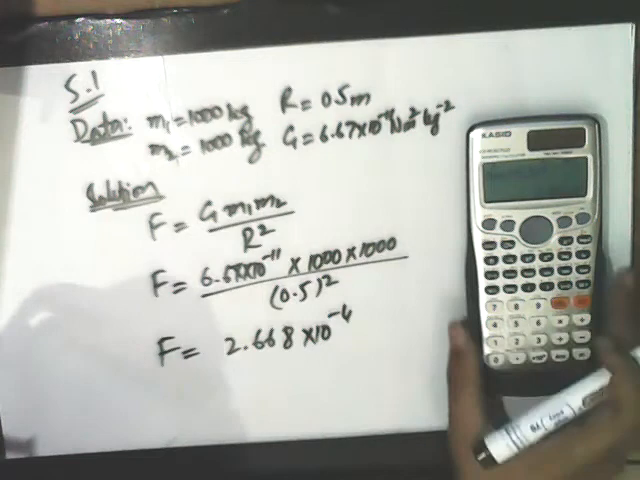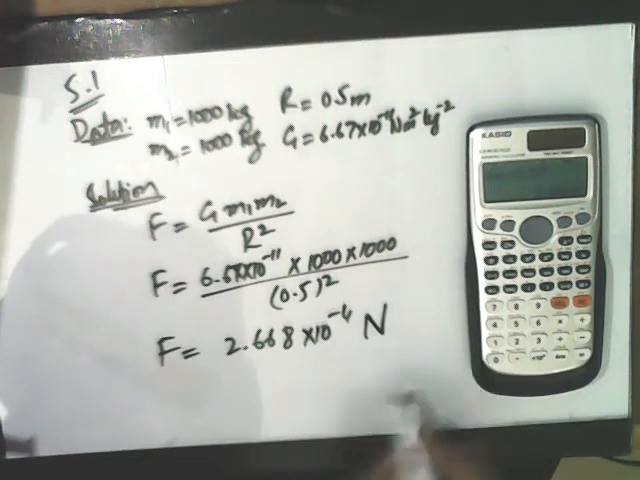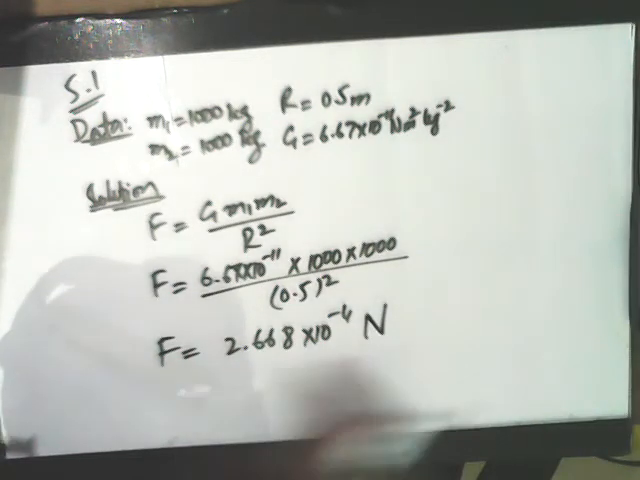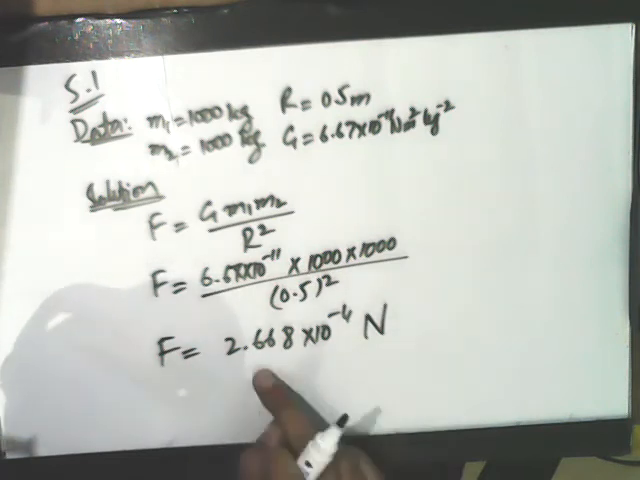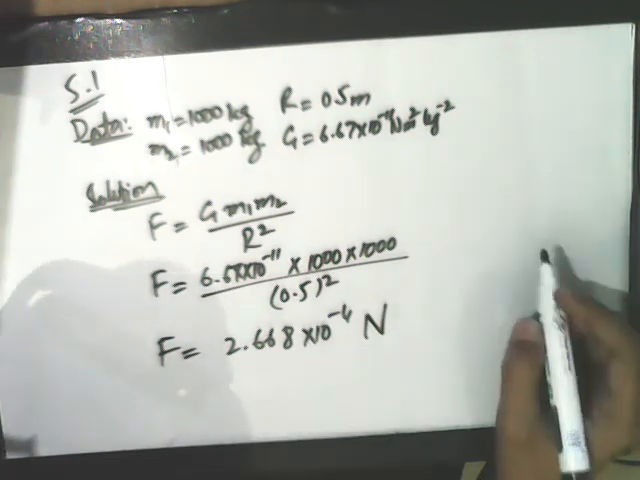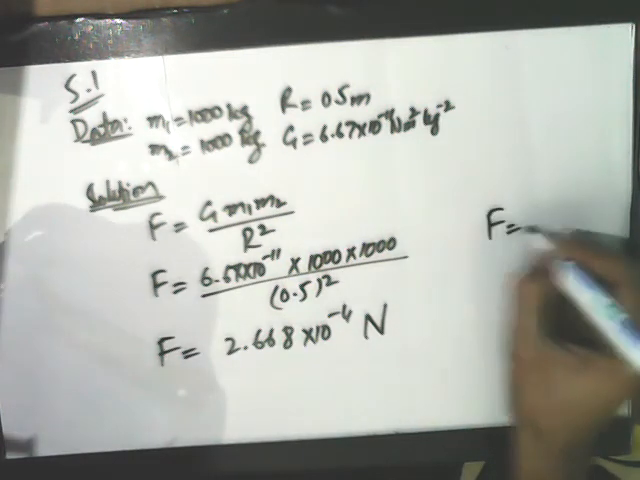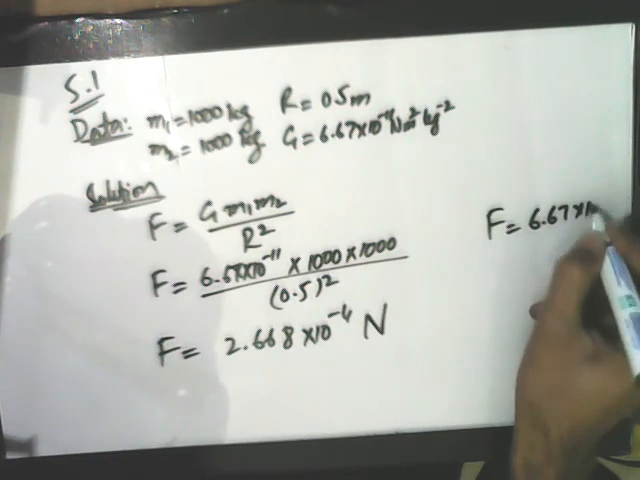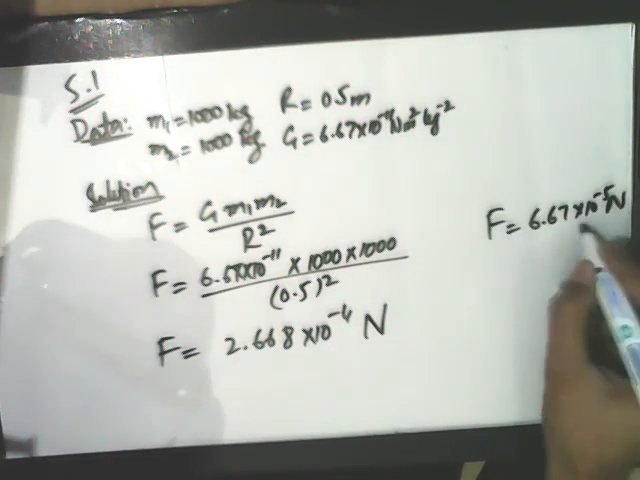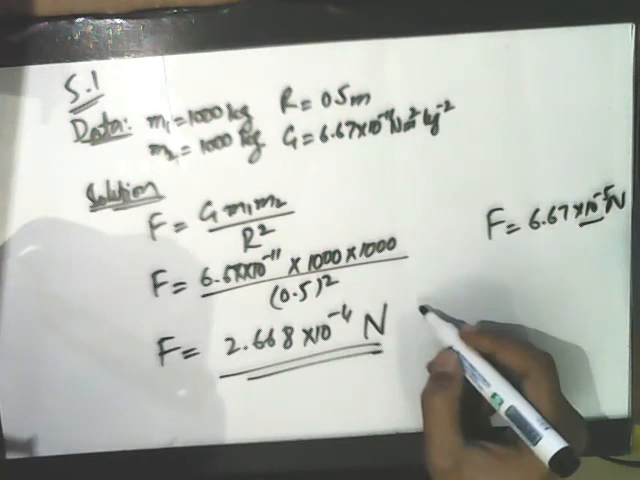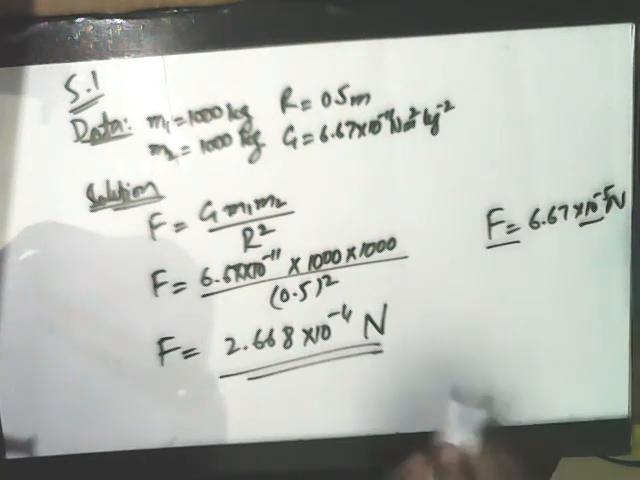Now if you remember from the example, this is in Newtons, and the value was quite smaller as compared to the value we had before. It was somewhere around, I guess, 6.67 into 10 to the power minus 5 newtons. Now this is 10 times stronger as compared to this one.